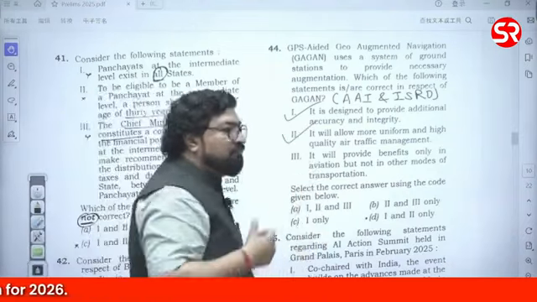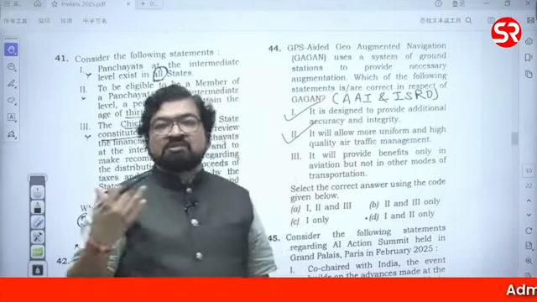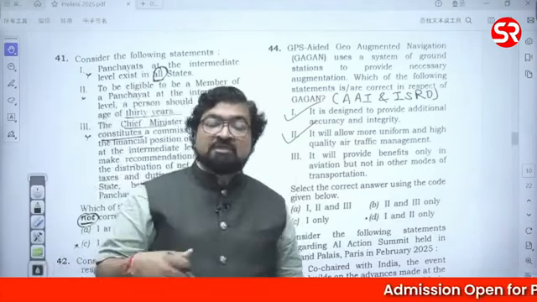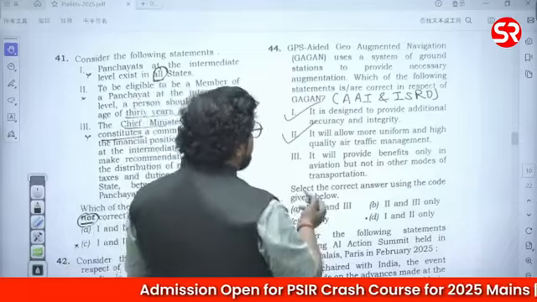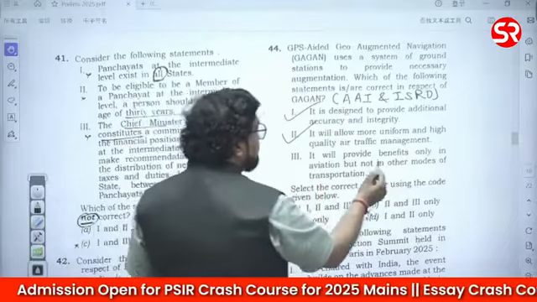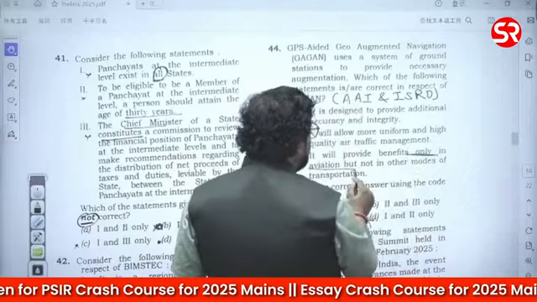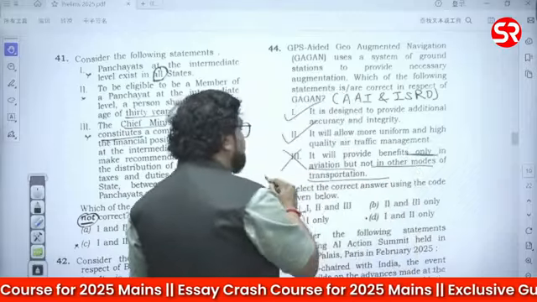Then, you know, we have a number of flights now, the UDAN scheme. More and more airports are coming up. There's growing demand of aircraft and flights there. It will provide benefits only in aviation, but not in other modes of transport, is wrong.